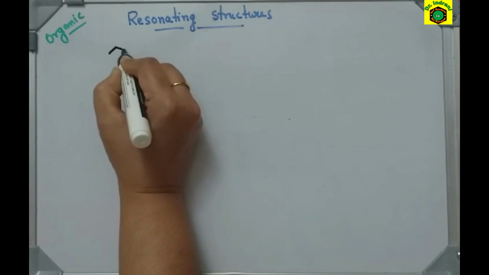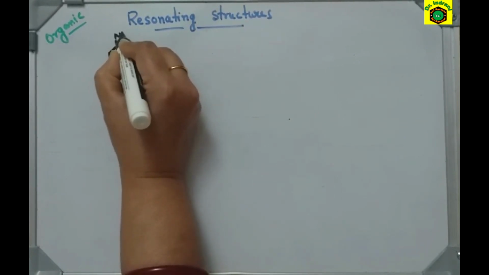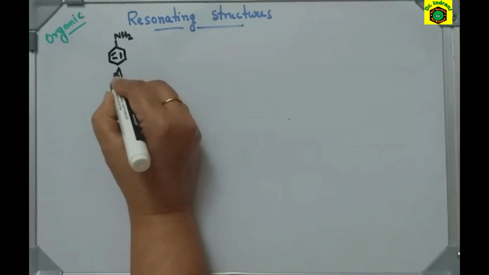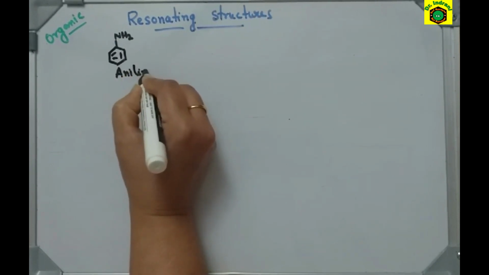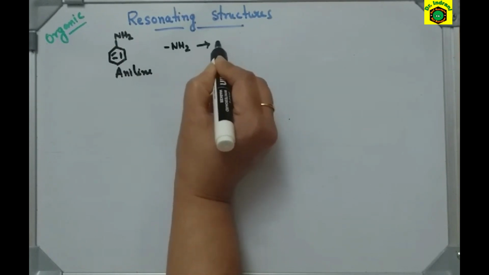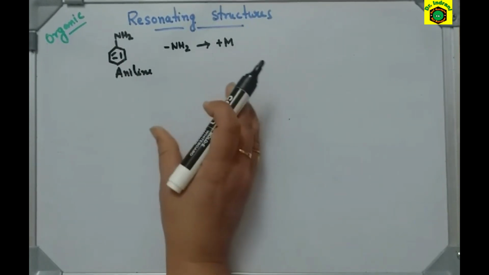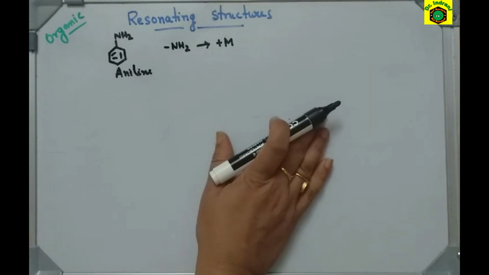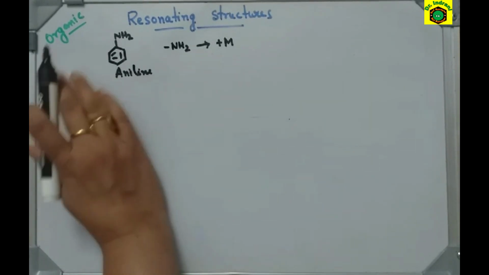Now see, this is aniline. The NH2 group also has a plus M effect. So like phenol, we can draw resonating structures here. So this is your home task.